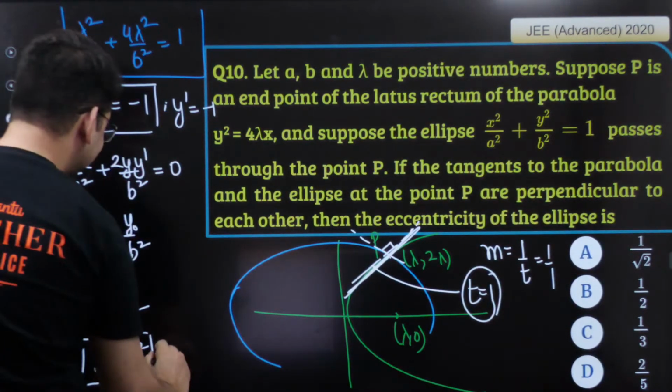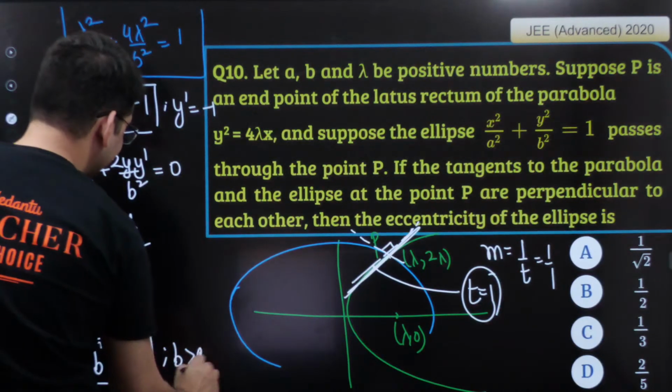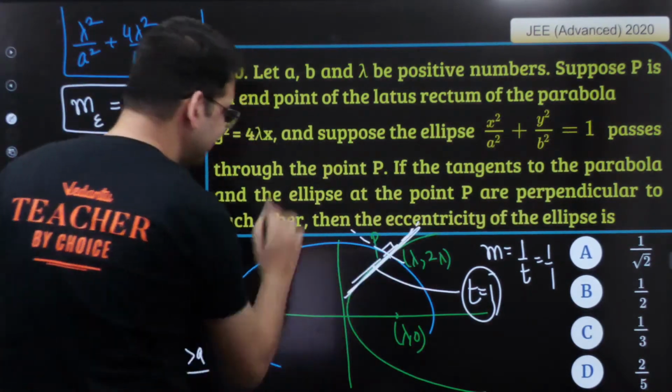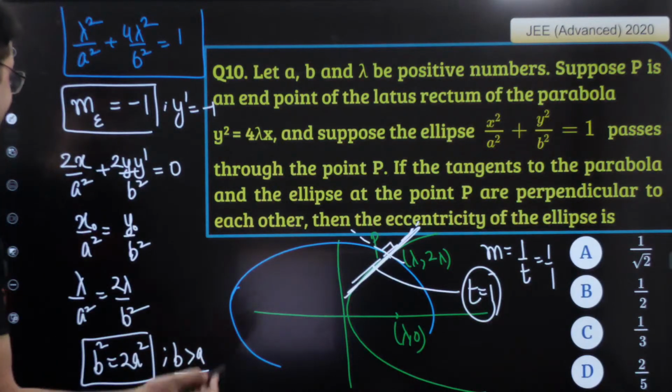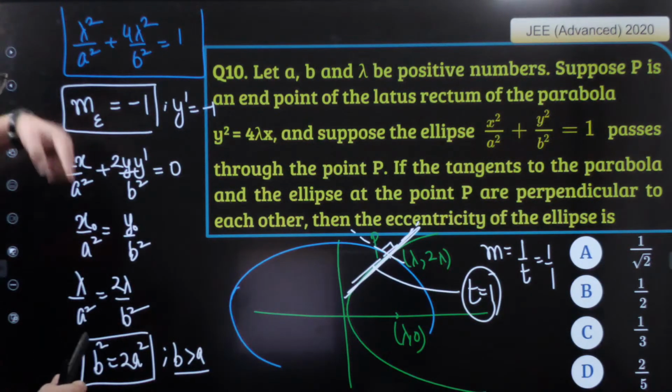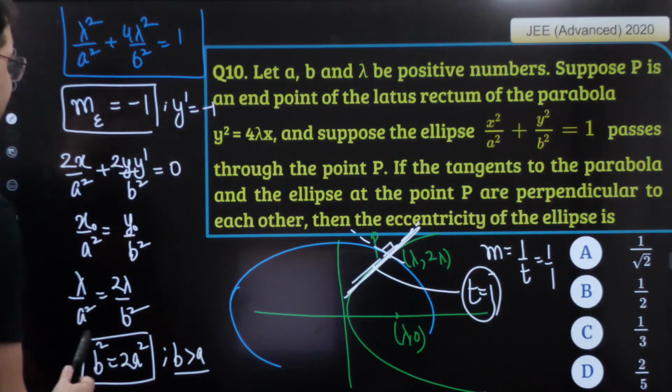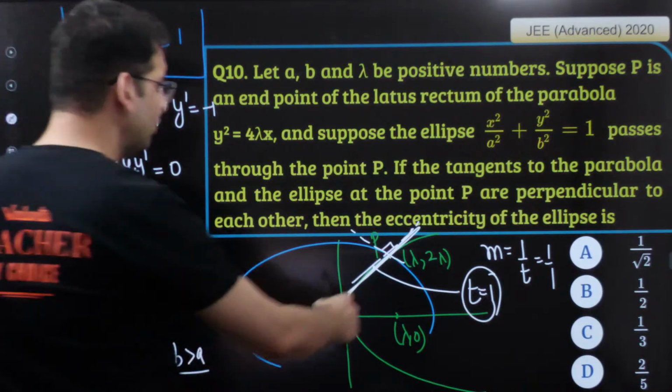Also indicating b is greater than a. So this is actually a vertical ellipse. Again, I don't know if it is going to matter or not, but b square is 2a square, that means b is greater than a. It is actually a vertical ellipse. Now the question is, what is going to be the eccentricity?